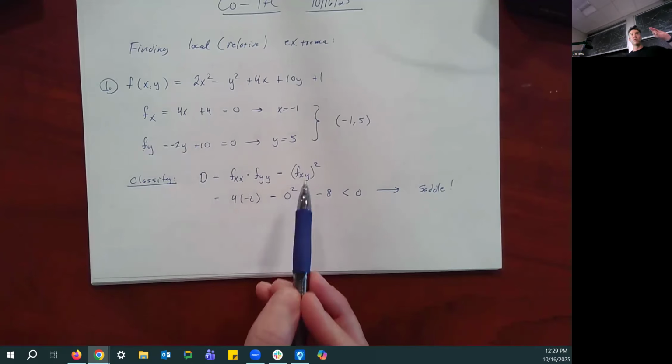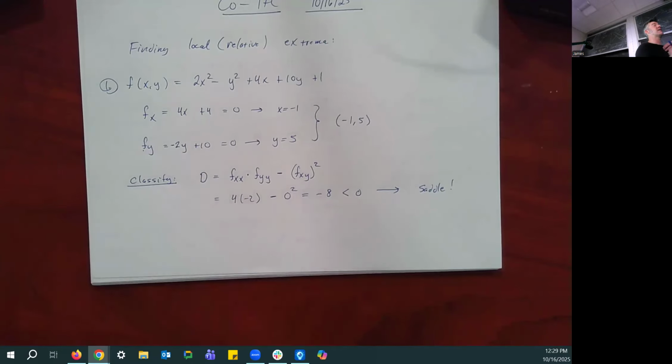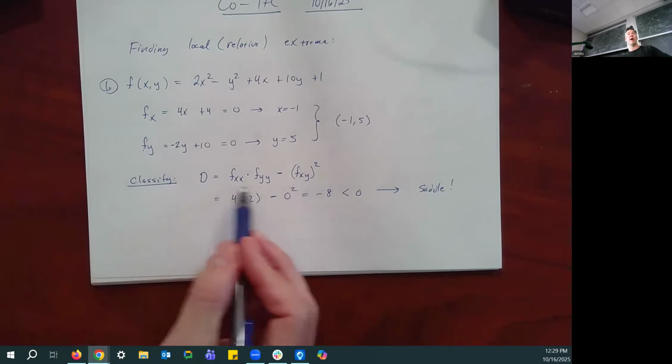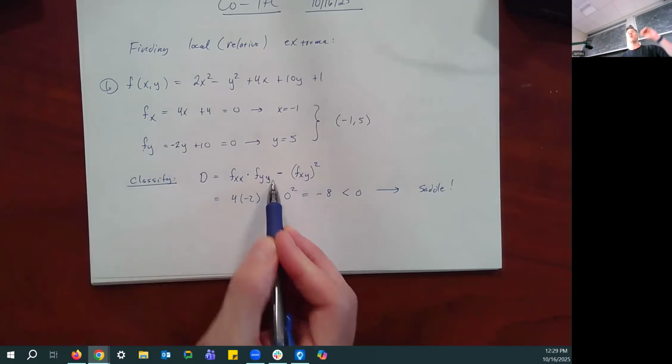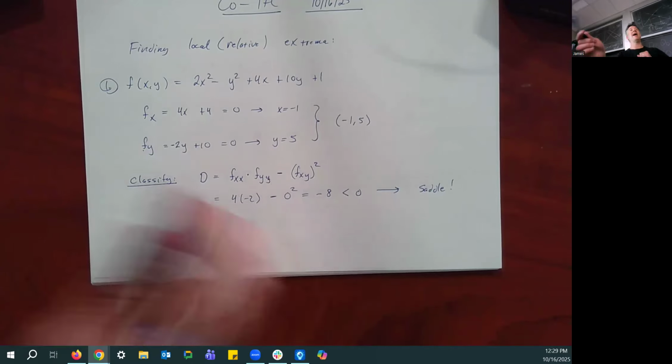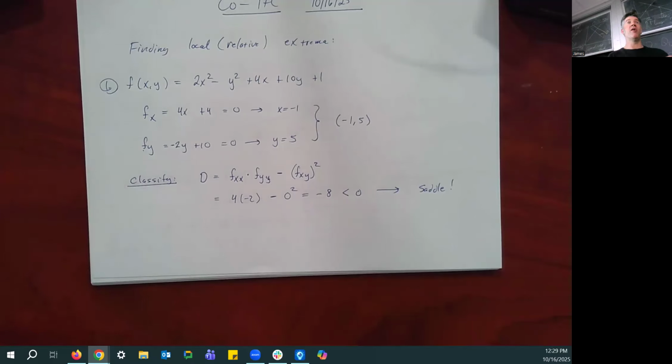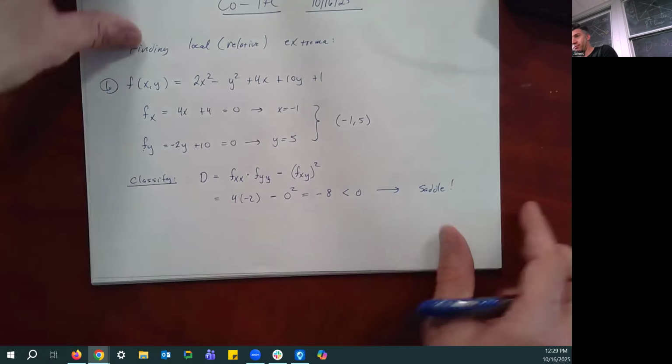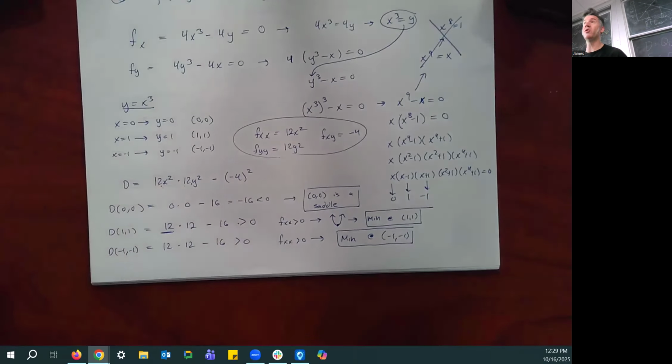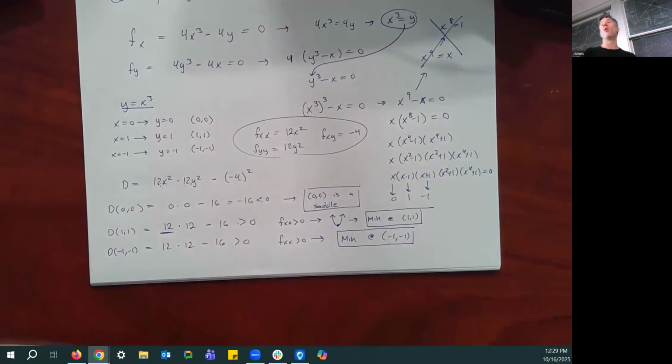But for sure, to at least have the chance of having a maximum or minimum, fxx and fyy have to be both positive or both negative. And that's why we're only checking one of them. Because if we're in the situation where D is positive, meaning we have a maximum or minimum, we already know fxx and fyy had to be the same sign. So we're just going to check one of them because it's the same sign as the other one. So more broadly, you can check either one. You can check fxx or fyy.